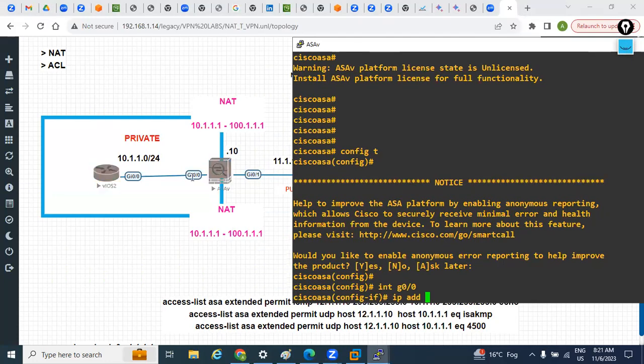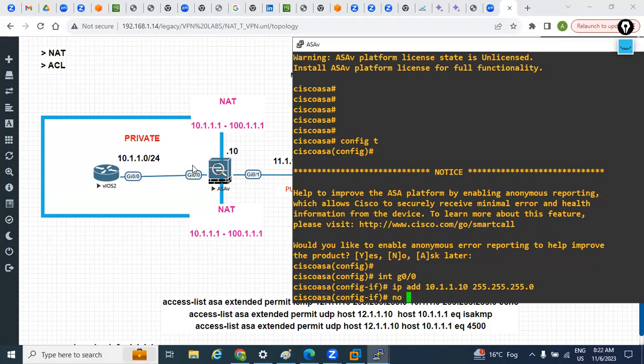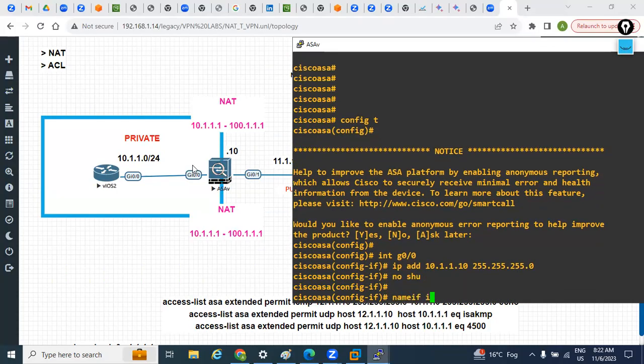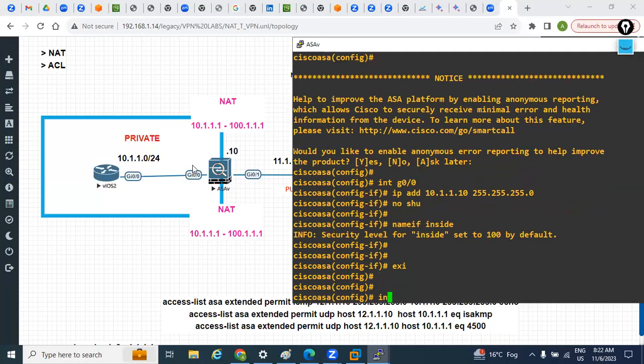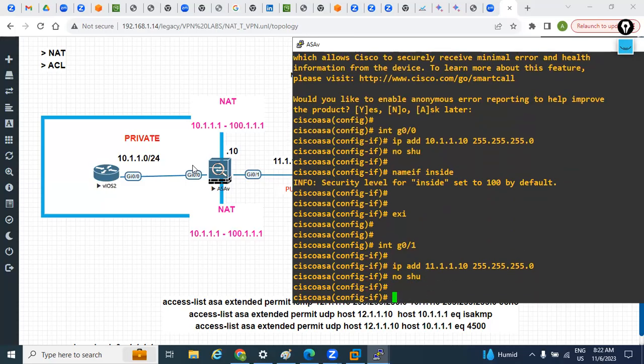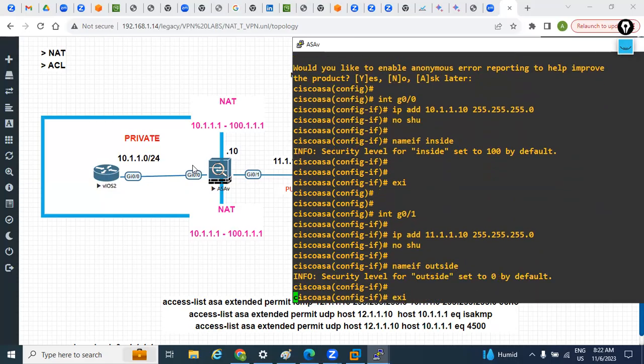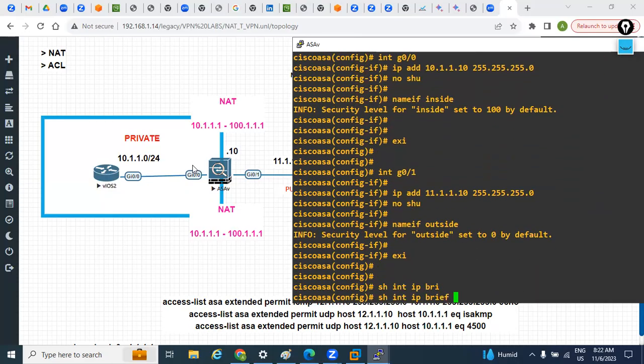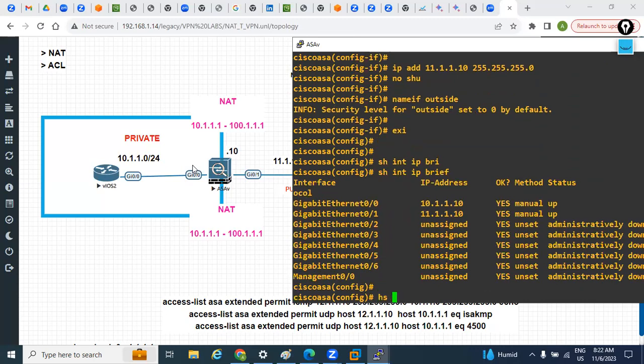Yes, guys, interface 0/0. IP address is 10.1.1.10/24. No shut. Name it inside. Interface 0/1. IP address 11.1.1.10/24. No shut. Name it outside. So show interface ip brief. Okay, show name.